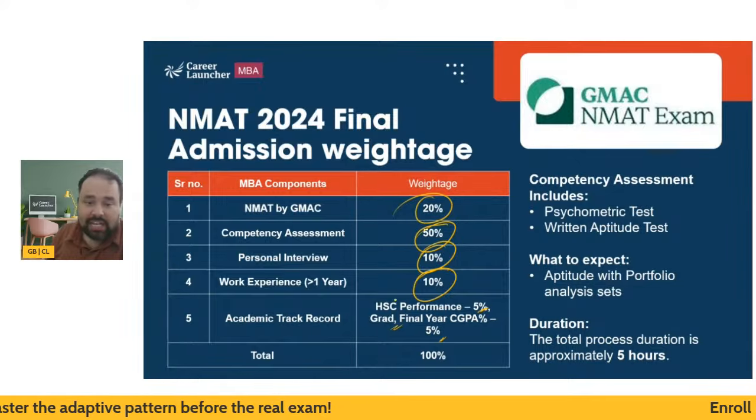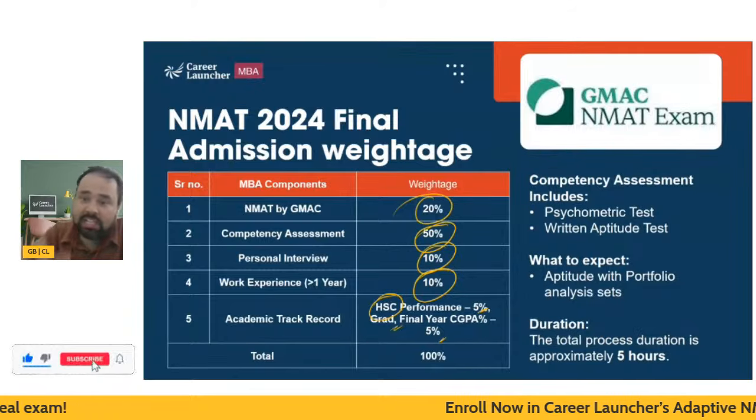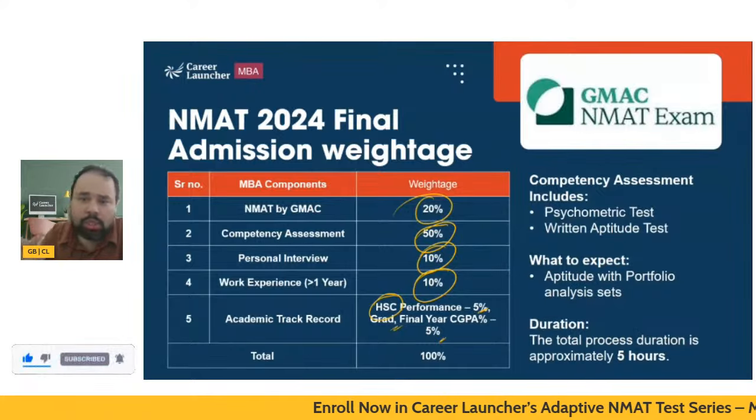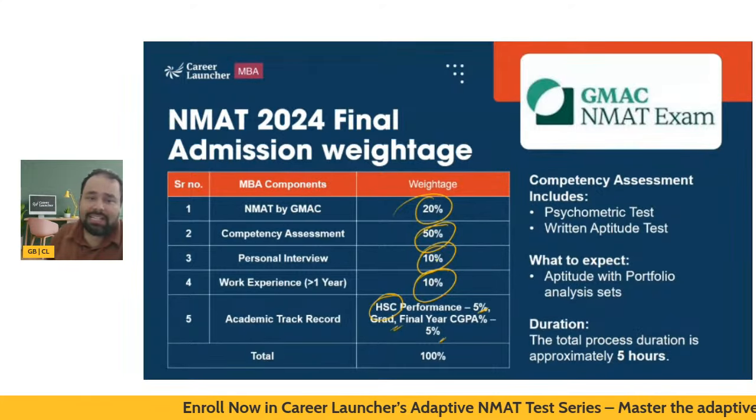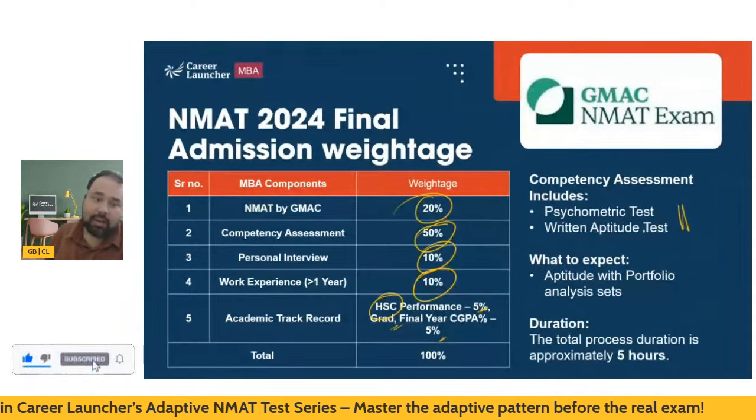5% to your higher secondary, which is your class 12, and 5% to your final year in graduation. So that is how 100% came up. Now, 2 to 3 important things that you need to keep in mind is, within the competency test, there were two parts, a written aptitude test and a psychometric test.